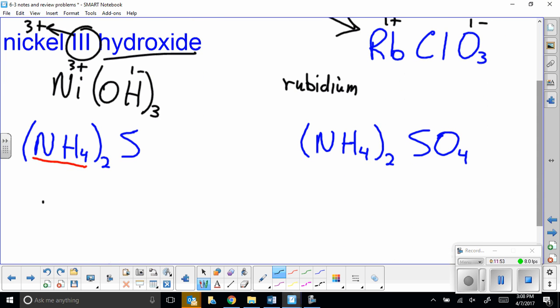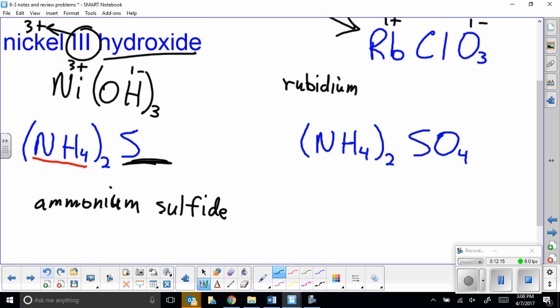Okay, with this one here, this is NH4, ammonium. And S is sulfur, but it's sulfide when it combines. And I don't need a Roman numeral in here because ammonium is not a transition element. Again, this one here just shows the difference between S, which is sulfide, and SO4, because this one is ammonium, but this is sulfate in this case, because SO4 is sulfate, where just S is sulfide.